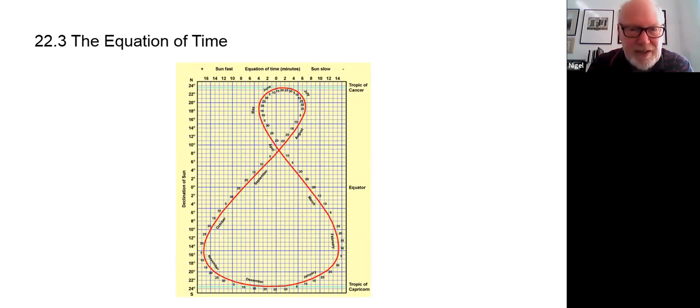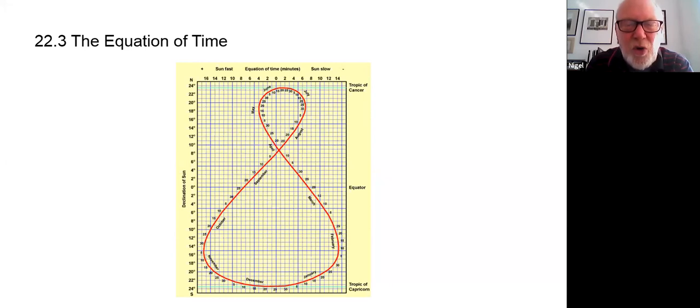All right, so this time the equation of time is along the top, and it's positive on the left and negative on the right. So when the sun is fast, can you see at the top there, sun fast, that means that the equation of time is plus 60 minutes, 40 minutes, and so on.